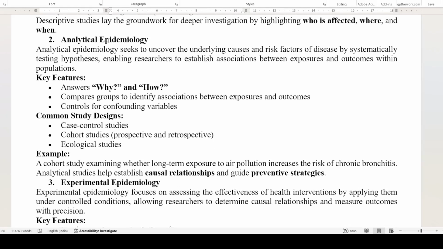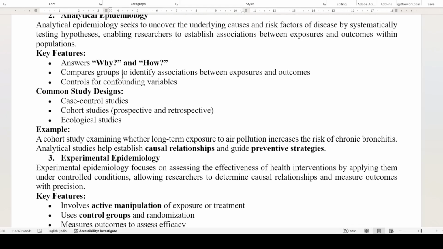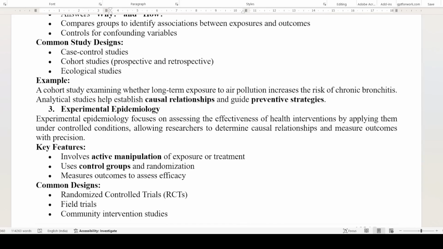Next, we come to analytical epidemiology. Analytical epidemiology means we are covering the underlying causes and risk factors. Now, this epidemiological method answers the questions why did it happen and how did it happen, right? It also compares groups to identify association between exposure and outcome. Common study designs include case control studies, cohort studies, and ecological studies.